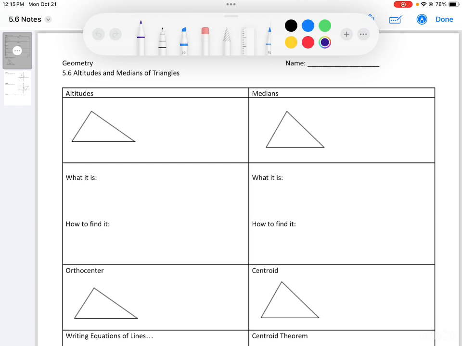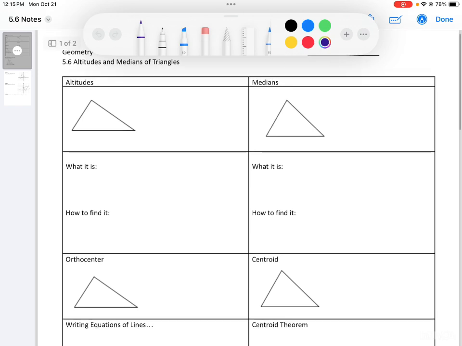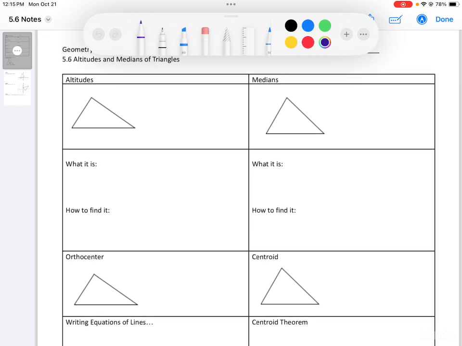5.6 is all about altitudes and medians of triangles. We're going to start these notes by introducing some new terms to you, showing what they mean, how to find them, and what it actually tells us on a triangle. And so let's jump right into it with altitudes.